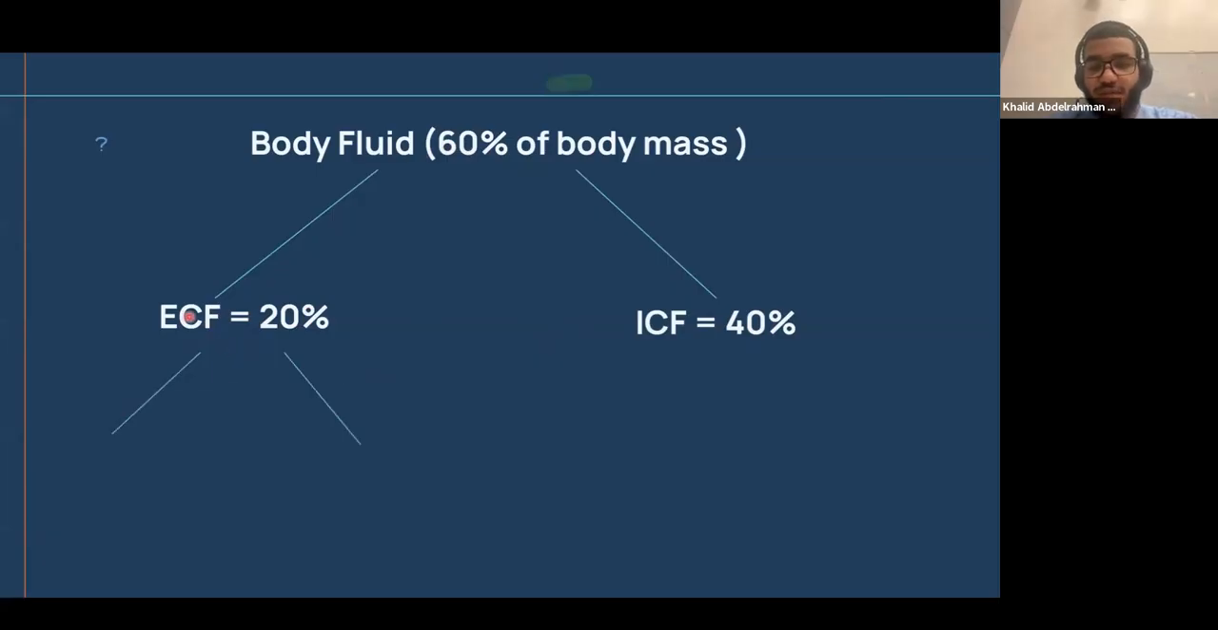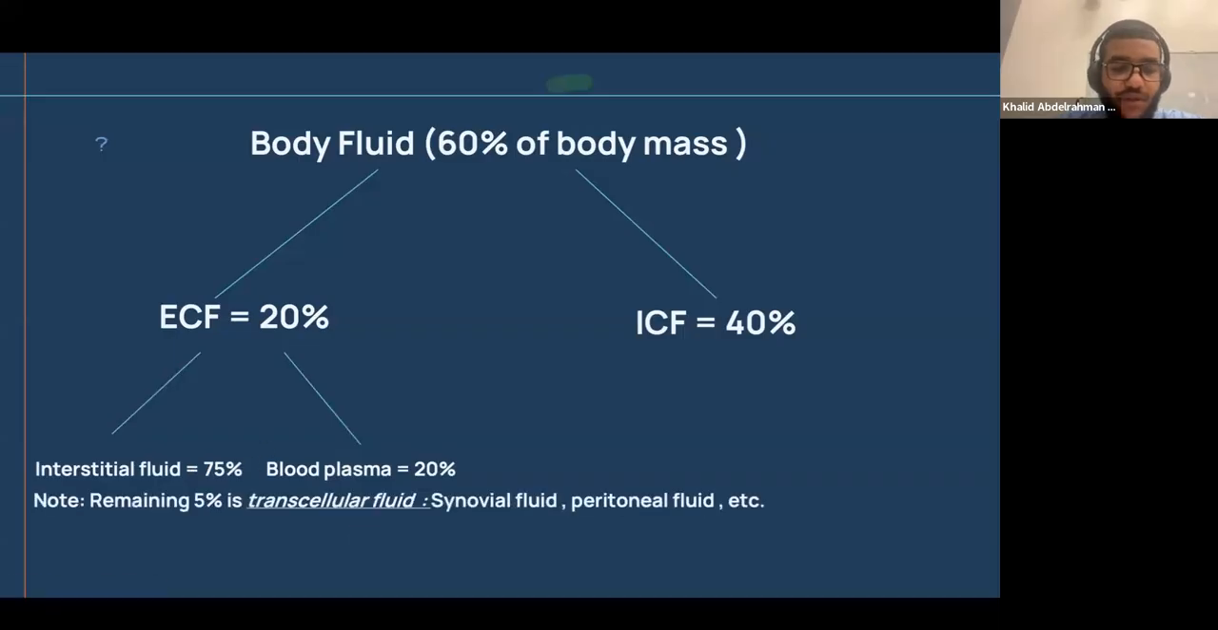And the extracellular fluid is further divided into interstitial fluid and blood plasma. So interstitial fluid is the fluid between the cells and the capillaries. And so another name for this would be tissue fluid. And the blood plasma is obviously whatever is running in your blood vessels, okay? And the remaining 5% is transcellular fluid. It's insignificant. This is the fluid in your synovial joints, in the peritoneum, in the pericardium, and so on. But this is insignificant. So ECF is mainly interstitial fluid and blood plasma, and intracellular fluid is obviously the fluid inside the cells.